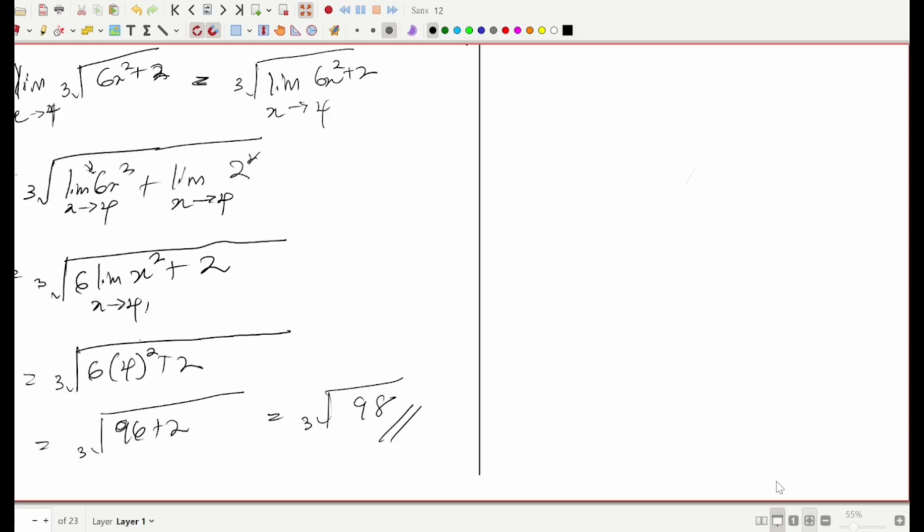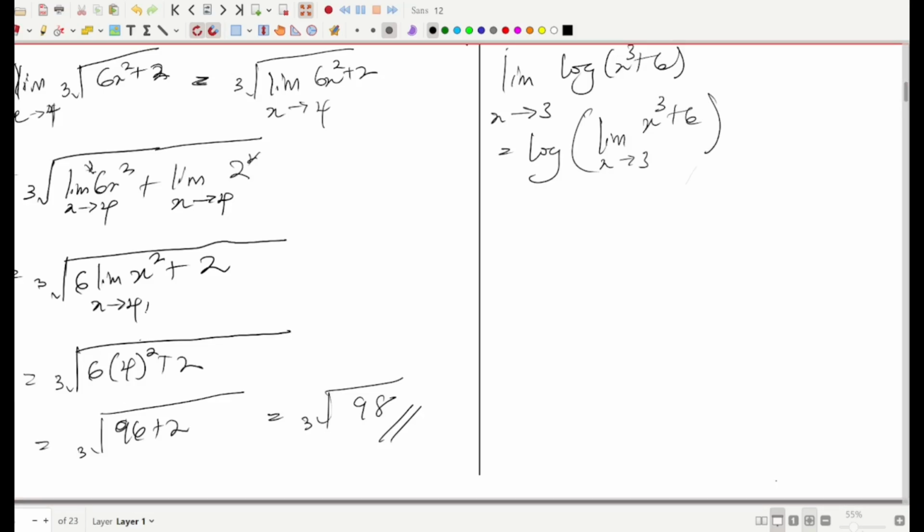So I think we've touched on almost all there. Now let's go to the next one. Say, I think I didn't talk about this, but let's say you have the limit as x approaches 3 of, say, log of x cubed plus 6. This can also be written as log of the expression limit as x approaches 3 of x cubed plus 6.